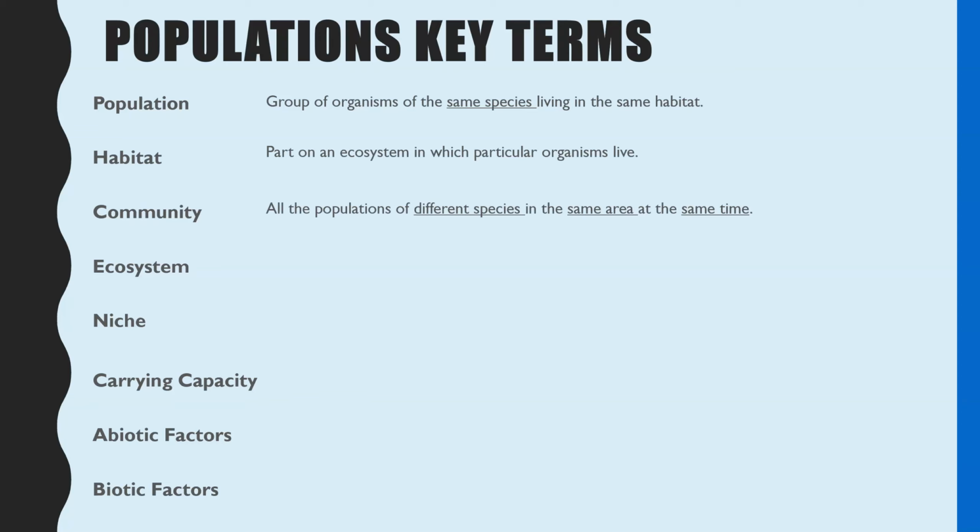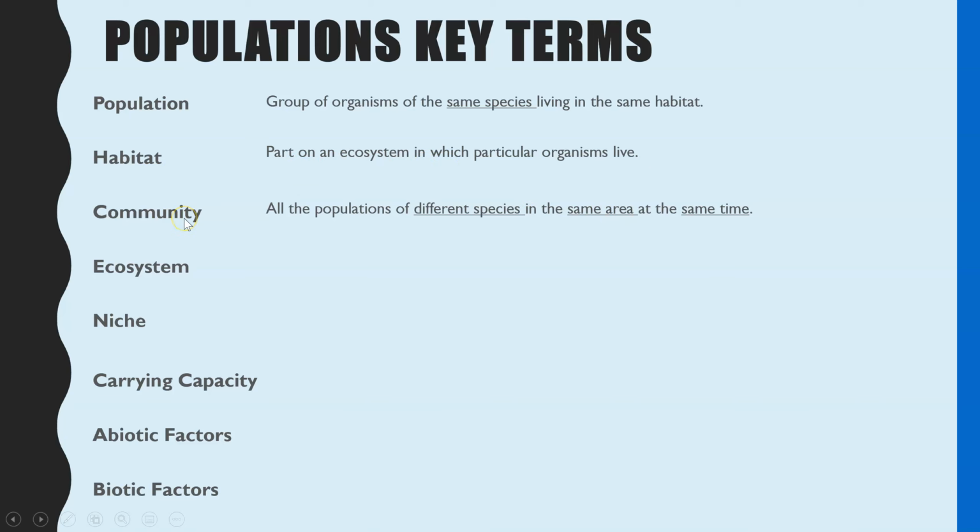Now the top number 1 and 3 in particular are really common: population and community. So population is groups of organisms of the same species, but you have to point out as well, living in the same habitat. Habitat you should be familiar with already from GCSE. It's the part of the ecosystem where organisms live.